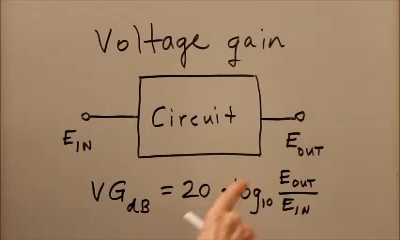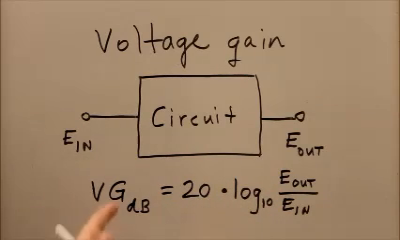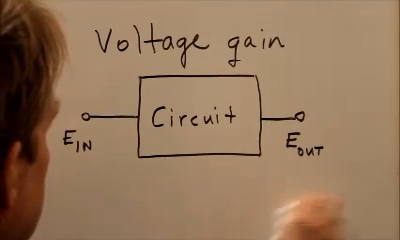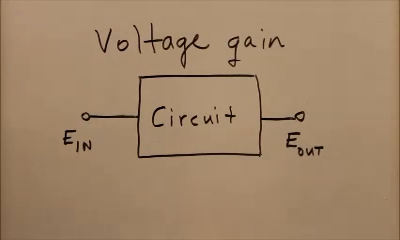So, for example, if the output voltage is the same as the input voltage, this value here is 1. The logarithm of 1 is 0, so we get a 0 voltage gain. If the output voltage is 10 times the input voltage, then the base 10 logarithm of that is 1. 20 times 1, we'd have a 20 decibel voltage gain. If the output voltage is less than the input voltage, then the voltage gain turns out to be a negative number.